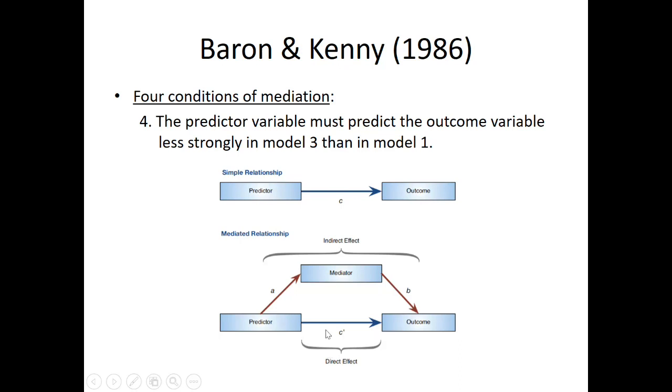Your C prime path has to be weaker than your C path. And that's because your mediator has to be soaking up that difference. The difference between this and this should be accounted for by this. And so where this is weaker than your C path is because of your mediator. And that's what you need for true old school traditional mediation. The predictor variable must predict the outcome variable less strongly in model 3 than in model 1. Your C prime must be weaker than your C relationship.